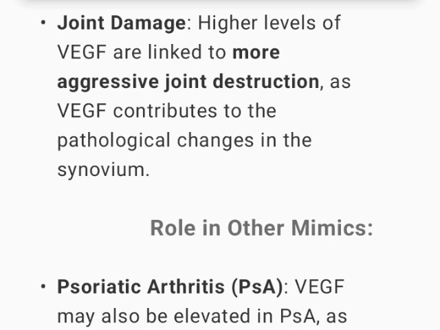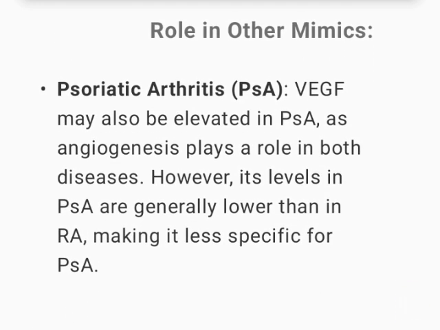Role in other mimics. Psoriatic arthritis. VEGF may also be elevated in PsA, as angiogenesis plays a role in both diseases. However, its levels in PsA are generally lower than in RA, making it less specific for PsA.